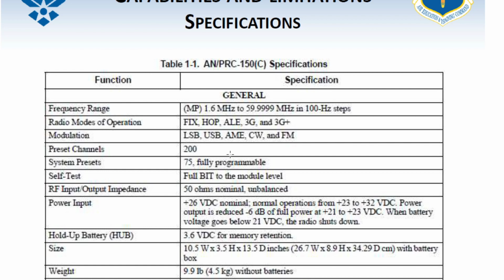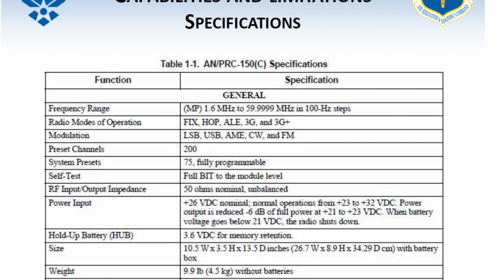So, what is this table? This is table 1-1 in our commercial manual. You guys nailed it. Way to go, guys. It's going to give you all the capabilities and limitation specifications of the PRC-150.